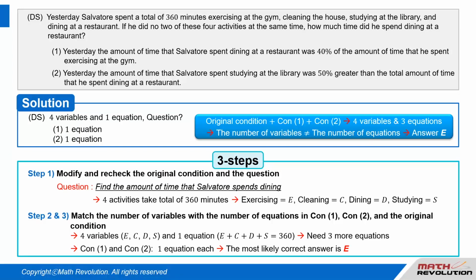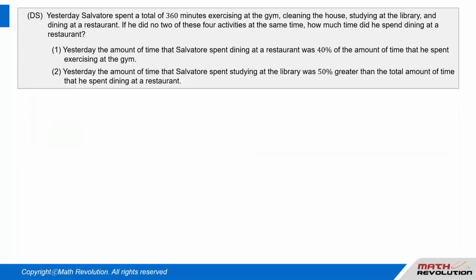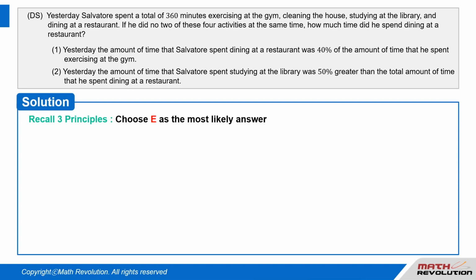This is the true benefit of the variable approach. The answer is already determined by the original condition instead of solving the question by substituting in condition 1, condition 2, and conditions 1 and 2 as suggested by the official guide. Recall 3 principles and choose E as the most likely answer.